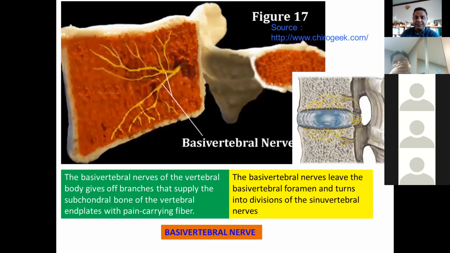And the end plates are innervated by the basivertebral nerve. It also has a connection with the sinovertebral nerve. So it's like a network of nerves that will be found in the spine. That is the pain generators.